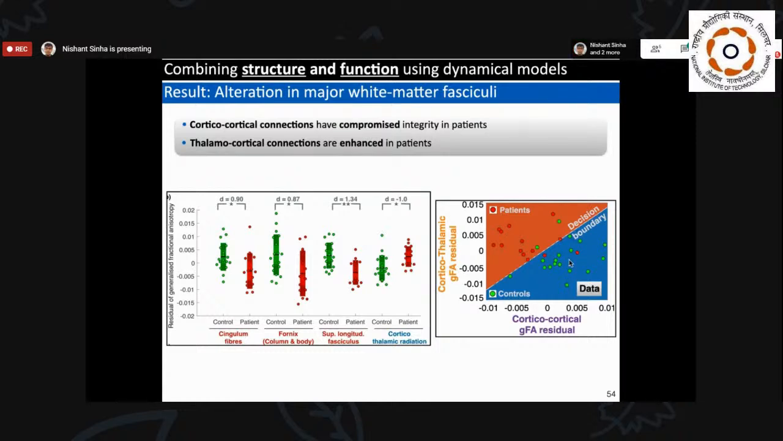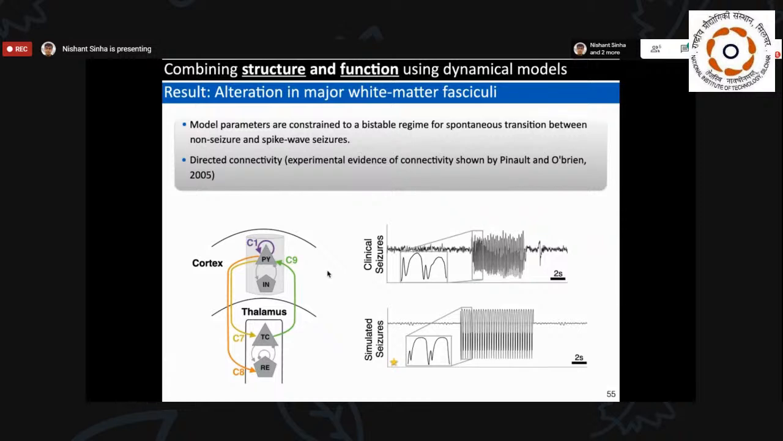So now we simulate the model. Firstly, we optimize the parameters in the model such that it replicates what is clinically seen. So this is an example of a clinical seizure, and this is an example of a seizure simulated from the model. And you can see the striking similarity between the model simulated seizure and the clinical seizure.